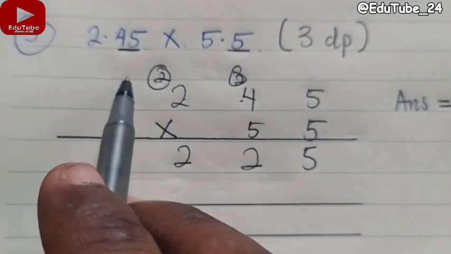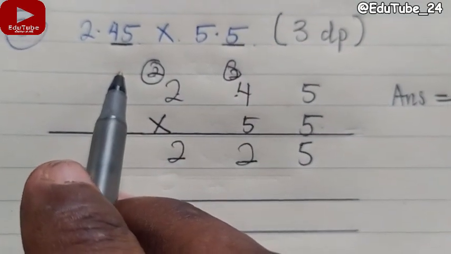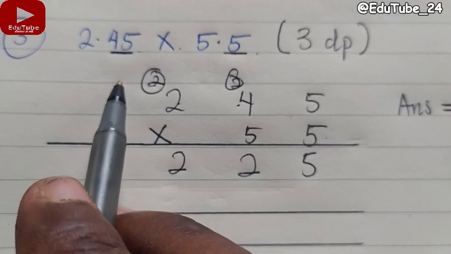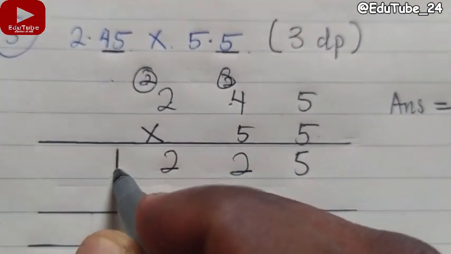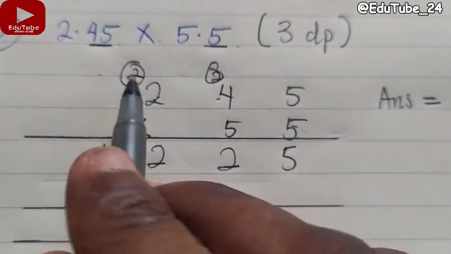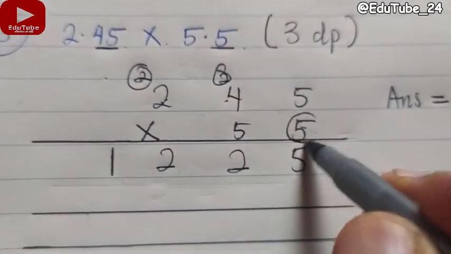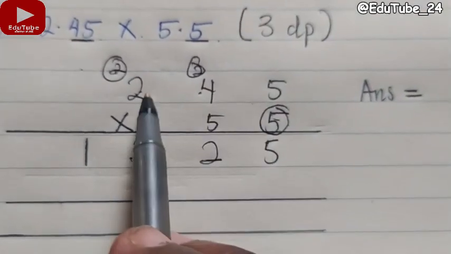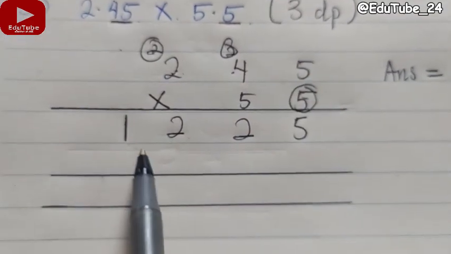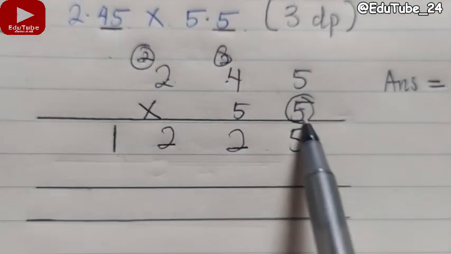Then there is no other number up front to carry my 1 to, so I'm going to write the 1 just in front. So 5 times 2, 10. 10 plus 2 gives me 12. So basically, 5 times 245 gives me 1,225. Now I'm done with this 5.